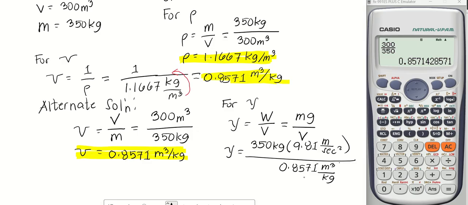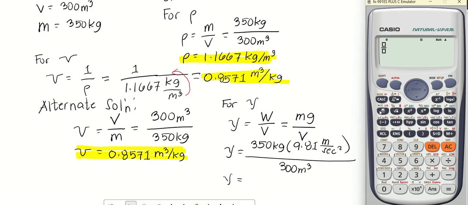Oh, I made this wrong. Sorry, the volume is actually 300 cubic meters. So let us solve this. 350 times 9.81 divided by 300. So the answer is 11.445. So this is newtons per cubic meter.